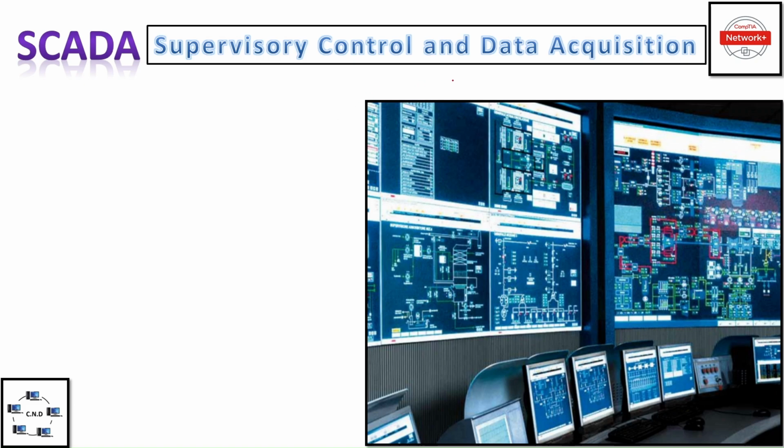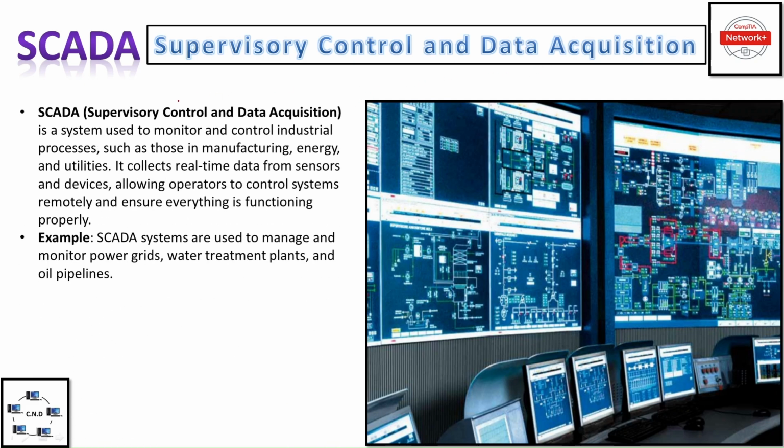SCADA, that is supervisory control and data acquisition. SCADA is a system used to monitor and control industrial processes such as those in manufacturing, energy, and utilities. It collects real-time data from sensors and devices, allowing operators to control systems remotely and ensure everything is functioning properly. For example, SCADA systems are used to manage and monitor power grids, water treatment plants, and oil pipelines.